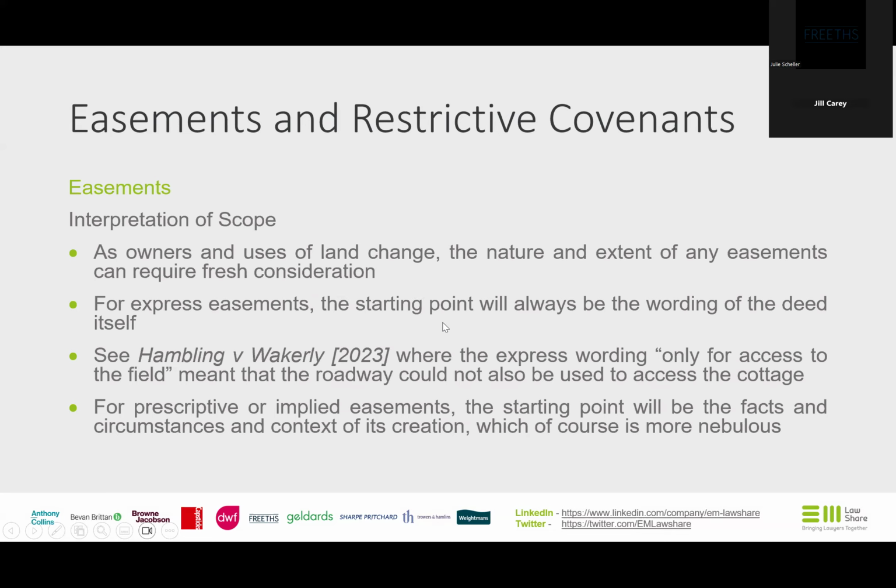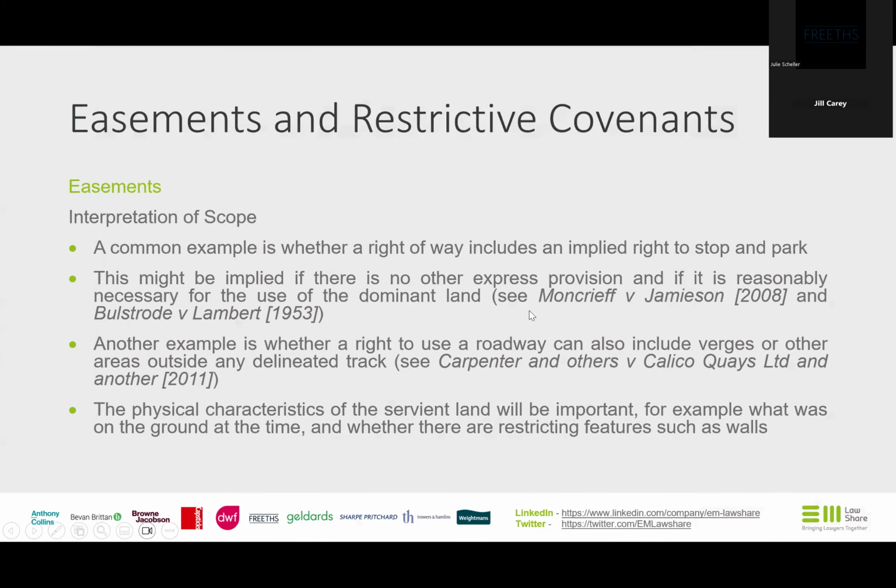But for prescriptive or implied easements, the starting point will be the facts and circumstances and the context of how the easement arose. And of course, in the famous words, recollections may vary. And that can therefore make these types of easements more nebulous and more likely to be the grounds for a dispute. So, a common example to illustrate: if you've got a right of way over somebody's land, do you also have the right to stop and park?